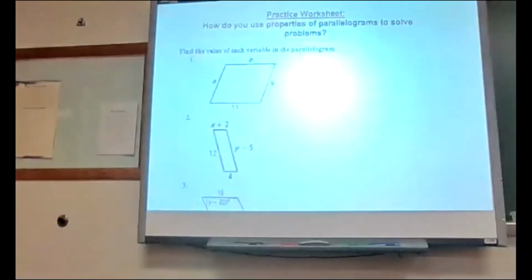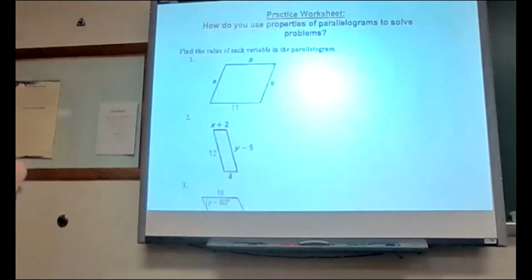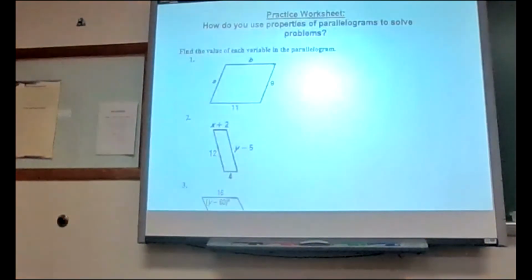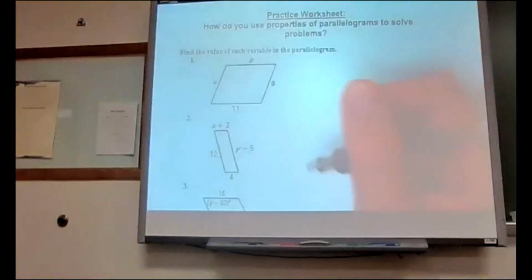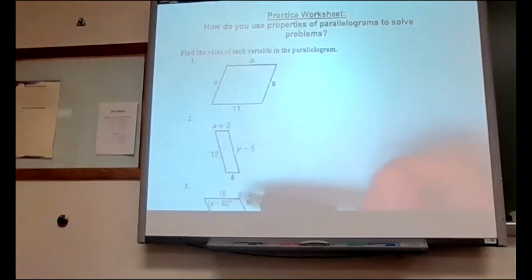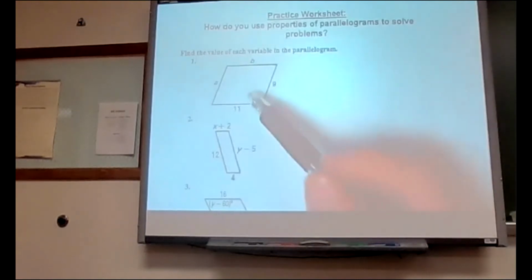Goes over the basic parallelogram properties. These aren't special parallelograms, these are just basic parallelograms where we know that opposite sides are congruent, opposite sides are parallel, opposite angles are congruent, adjacent angles are supplementary, and our diagonals bisect each other. So all of those basic parallelogram properties.